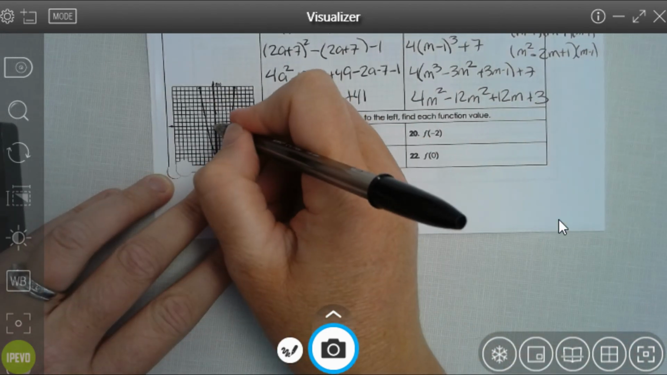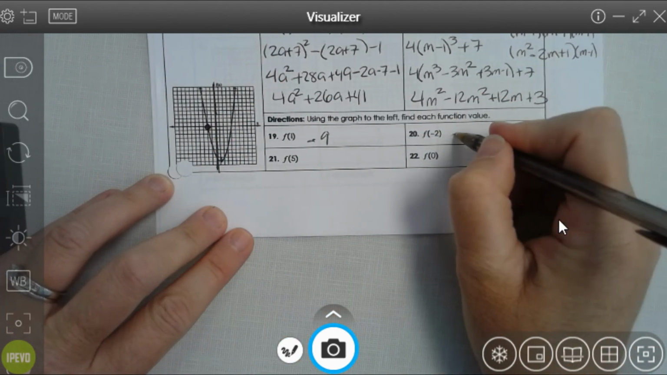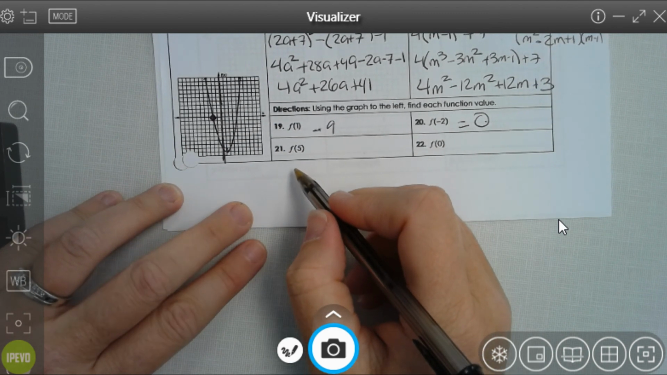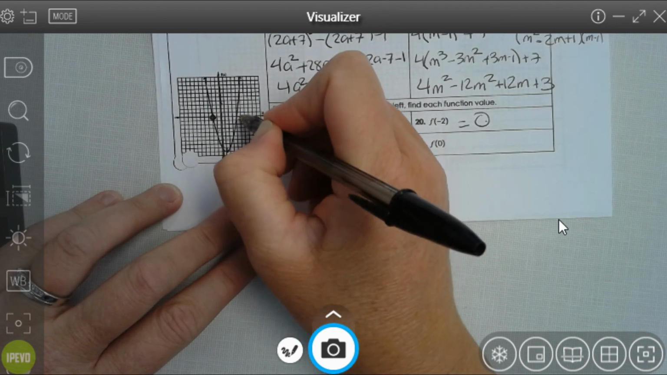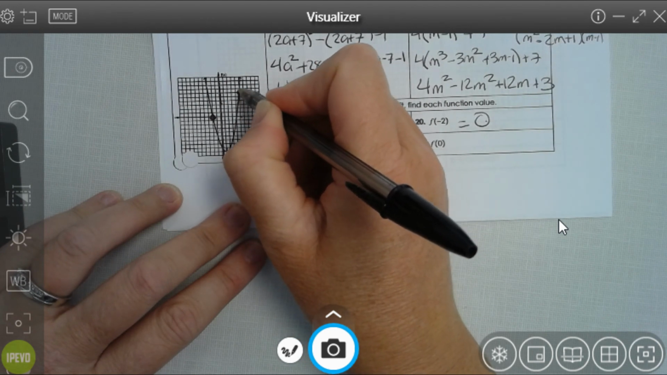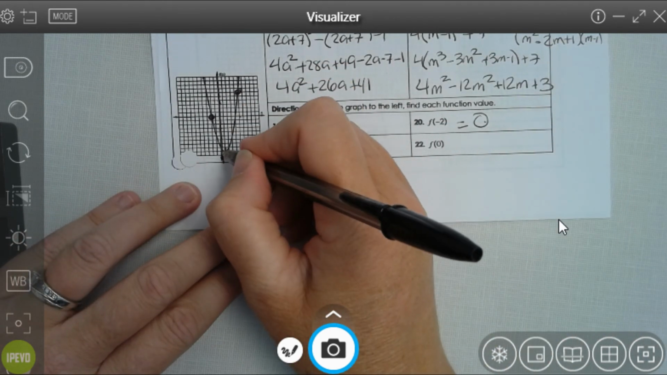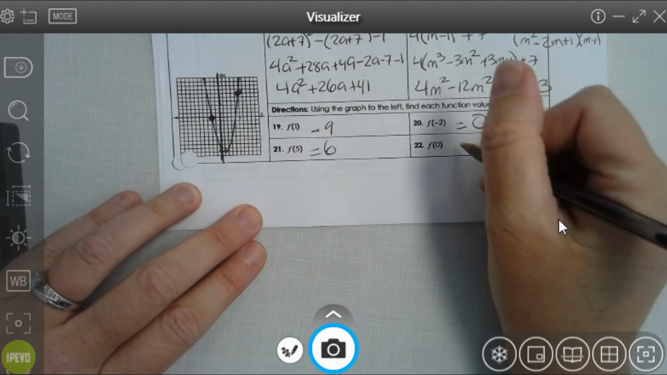So f of -2 is right here. So you say that's a y value of 0. So it equals 0. I'm plugging in a 5 here. 1, 2, 5, and then go up. So it looks like it probably hits at 6. And then at 0, right there, that looks like maybe it's supposed to be a whole number of -8.